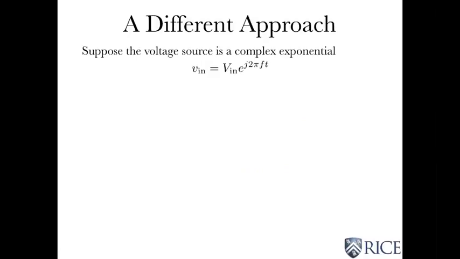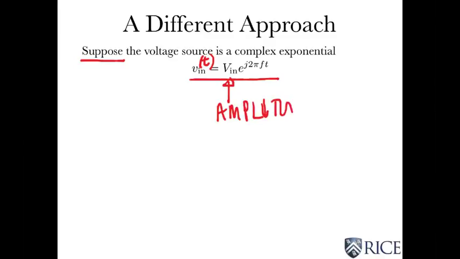So this is a very different approach, which is based on a somewhat surprising assumption. Just suppose the voltage source is a complex exponential. So V in of t is equal to capital V in. This is known as the complex amplitude. It could be a complex number, but it's just a number. The only part that varies with time is the complex exponential, e to the j 2 pi f t. Okay, so we're just going to assume that for right now.